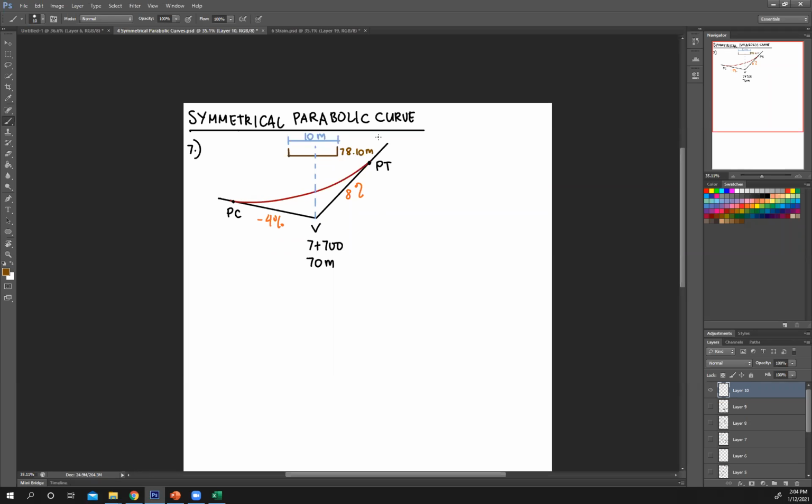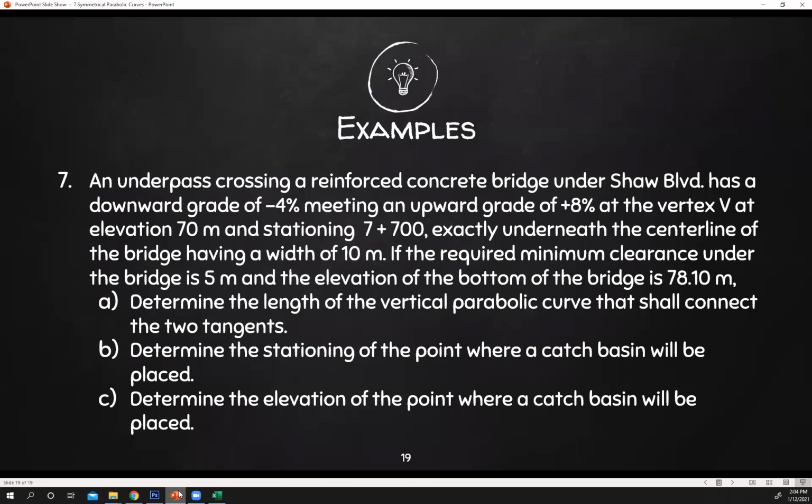78.10 meters, and clearance. Unless otherwise stated, if it is at the left or right side, your clearance should be the shortest distance from your 2 points. So here, for the bridge and your road, it's this. That is your clearance, and it states there that it should be 5 meters. So 5. That's all you're given.